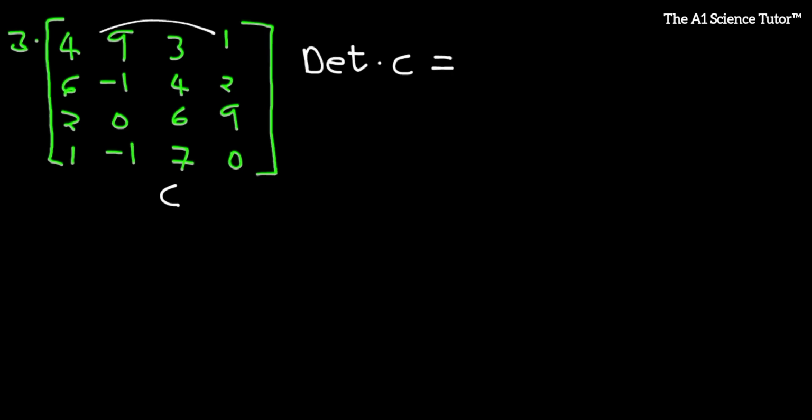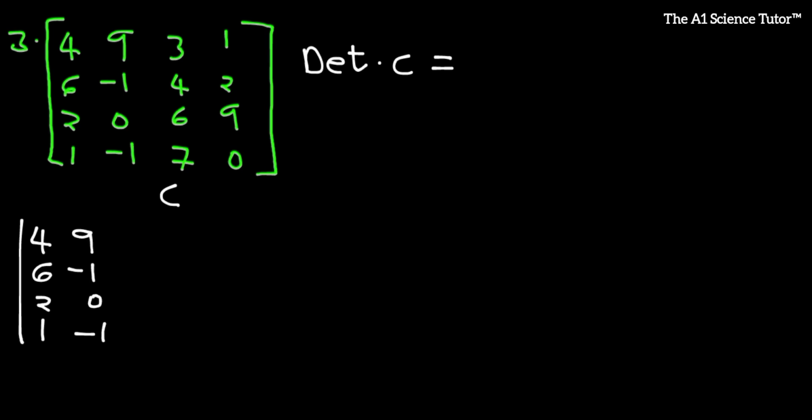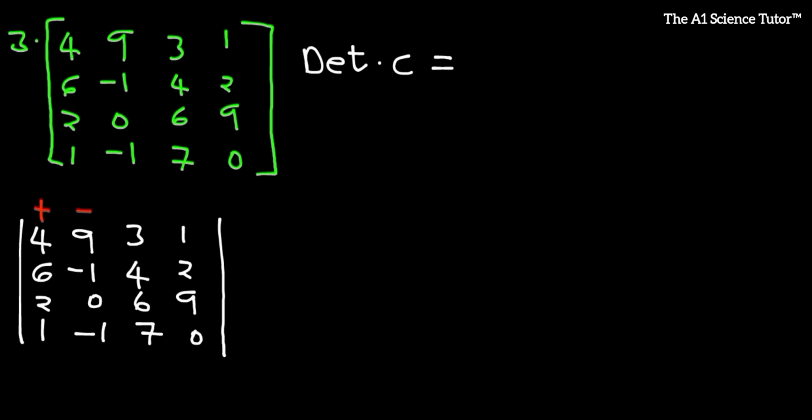Now, we need to take this out and write it in strokes. So this is going to be a 4, 6, 2, 1. So we have a 9, negative 1 is 0, and another negative 1. And here we have a 3. This is a 4. It's a 6 and a 7. And this is a 1, 2, 9, and 0. So we need to place a positive here, a negative here, a positive, and another negative over there.